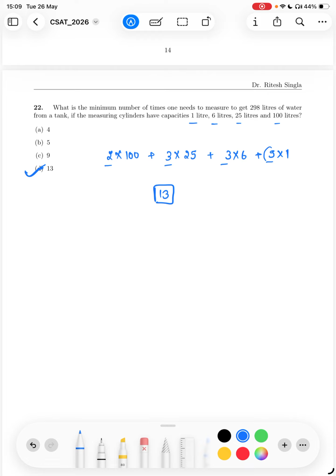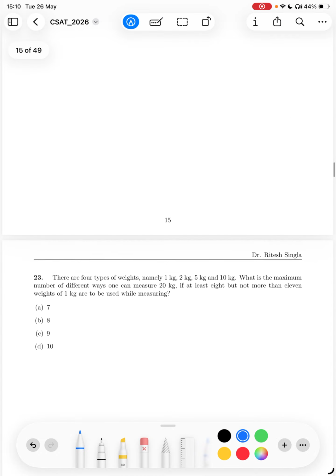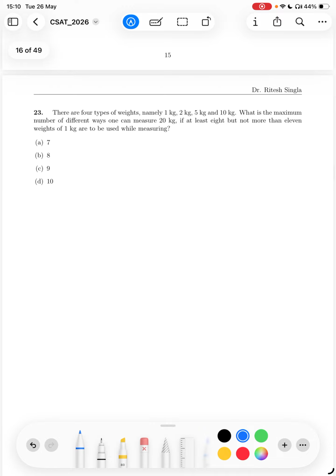So basically 5 times you are dipping in a cylinder of 1 liter capacity, 3 times 6 liter, 3 times 25 liters, and 2 times 100 liters. And in total, you have to dip your cylinders 13 times. That is all. So option D is the correct answer. Let us move to the next question.